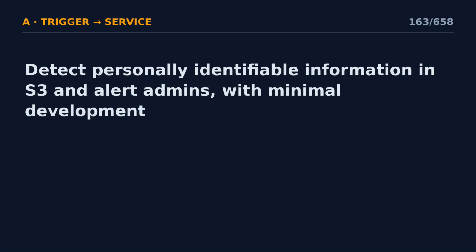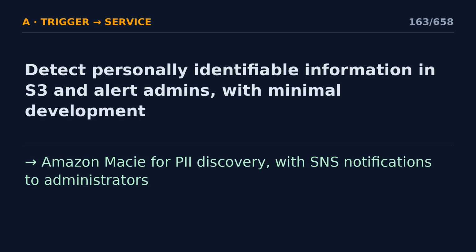Detect personally identifiable information in S3 and alert admins, with minimal development. Answer: Amazon Macie for PII discovery, with SNS notifications to administrators.